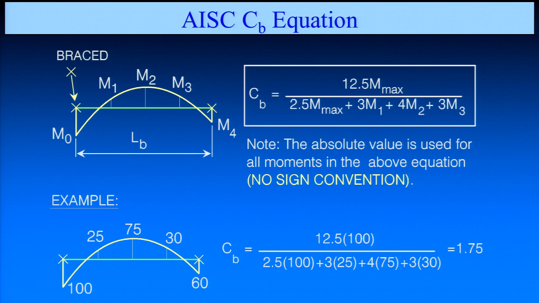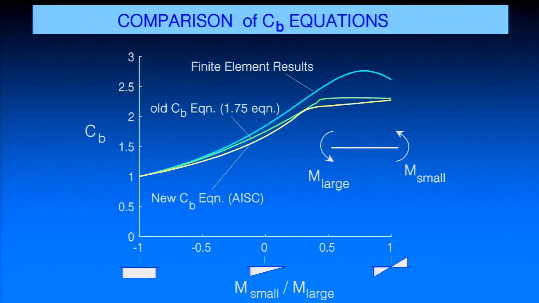Okay? This C sub B equation is valid for any shaped moment diagram between two consecutive brace points. Okay? So it actually works very, very well. If we were to compare it with the first 1.75 equation, so we're just graphing the C sub B versus various ratios of the smaller moment to the larger moment at the ends. And by the way, this is only for straight line moment diagrams. We're showing this comparison because, again, the old 1.75 equation is only for straight line.